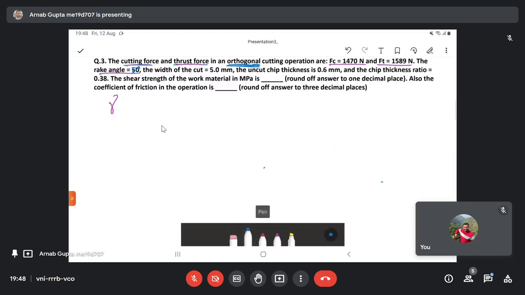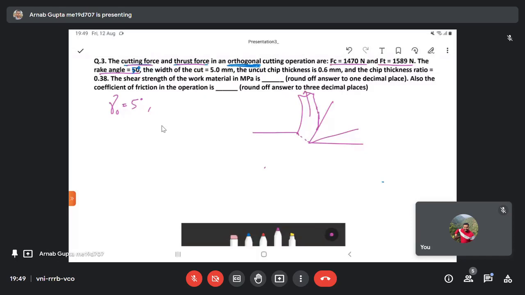So this rake angle, if it's generally mentioned as rake angle, you have to assume that it's orthogonal rake angle. Okay, 5 degree, width of the cut. So this particular diagram should be there in your heart while you're solving these machining problems.